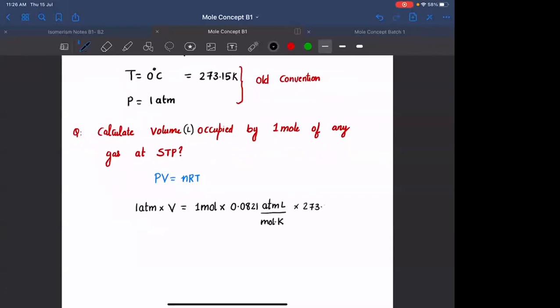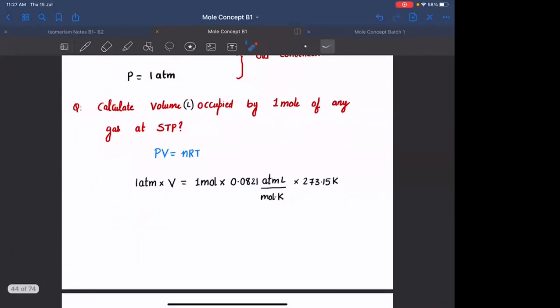Into temperature. Always you need to substitute the temperature in Kelvin scale. Everyone remember this point. In any of the formulas we will see ahead in chemistry, whenever you find the temperature T, most of the formulas will have the temperature in Kelvin scale. You should never substitute the temperature in degrees C. You need to substitute the temperature in Kelvin scale.